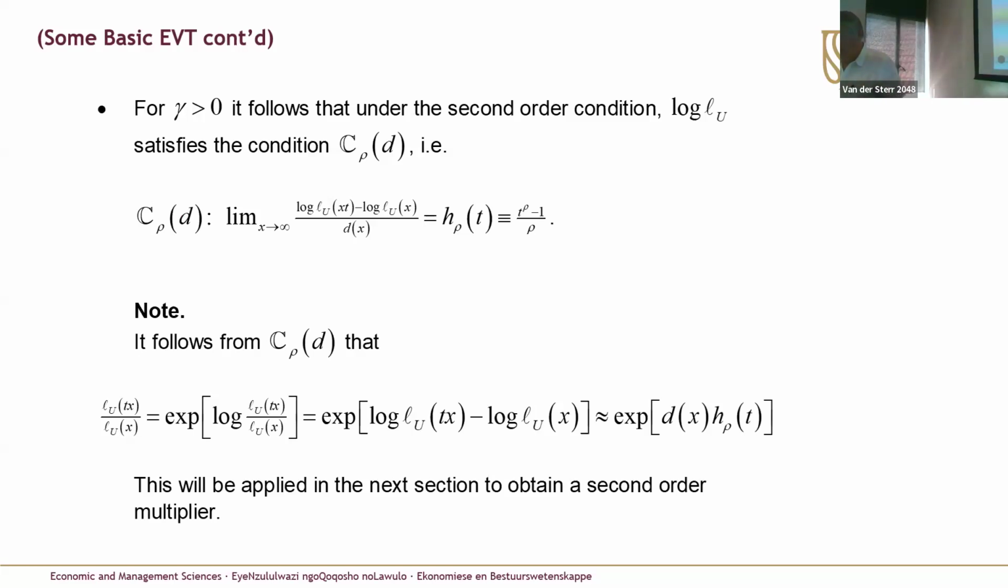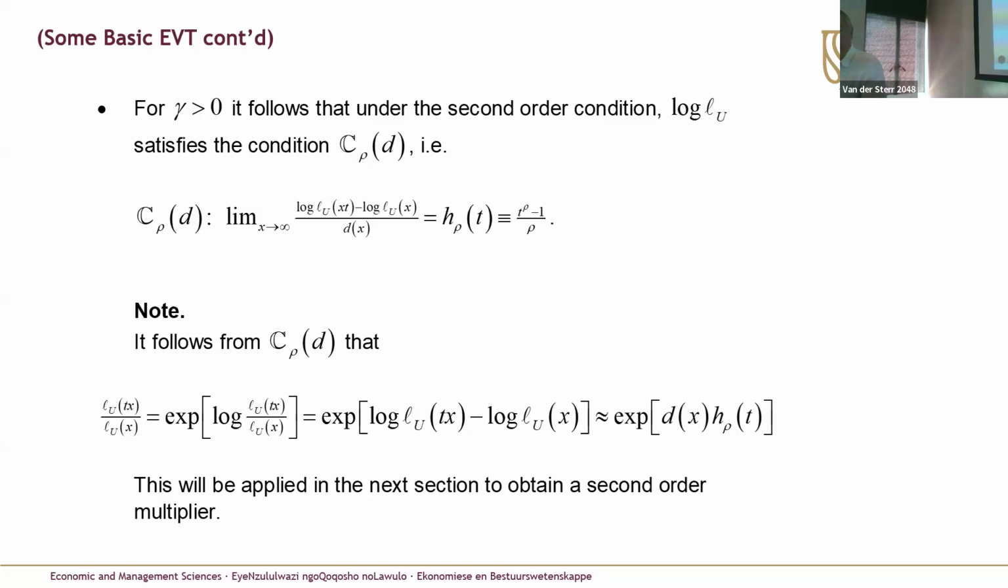If we again make the assumption that gamma is positive, a special case of interest, then under the second order condition, it follows that log of that slowly varying function on u satisfies this basic condition that we started off with. The basic condition was C gamma A, with A the auxiliary function and gamma the parameter. Here it's C rho D, with D that multiplier in front of the square bracket, and rho then the order of the regular variation of D.